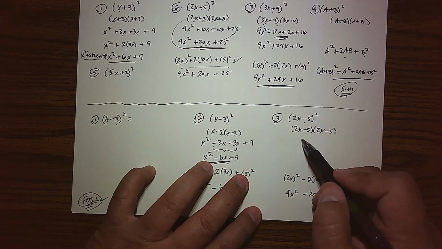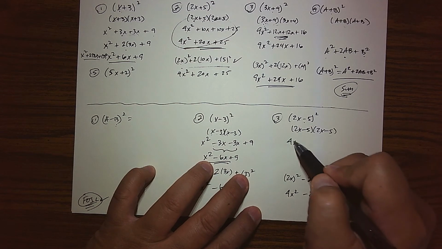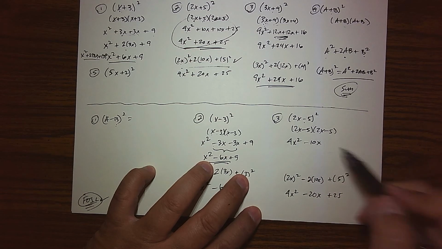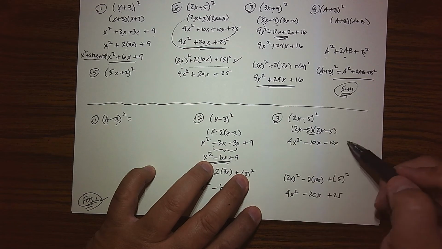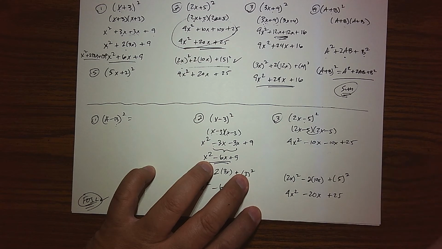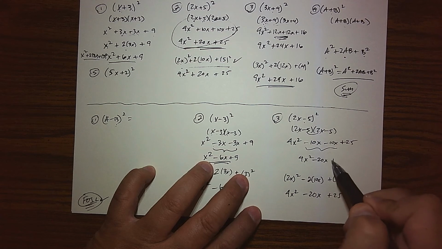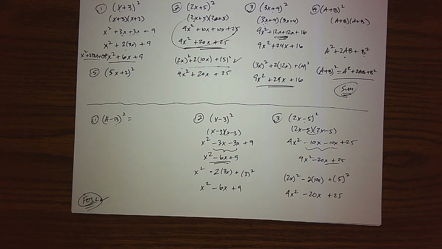Of course, if you don't trust the pattern, you want to FOIL it. 2x times 2x is 4x squared. The outer is a negative 10x. The inner is another negative 10x. And the last times the last is a positive 25. Doubling up the middle term, there's your answer yet again. So the answer via FOIL or the answer via my perfect square trinomial pattern for a difference in this case.